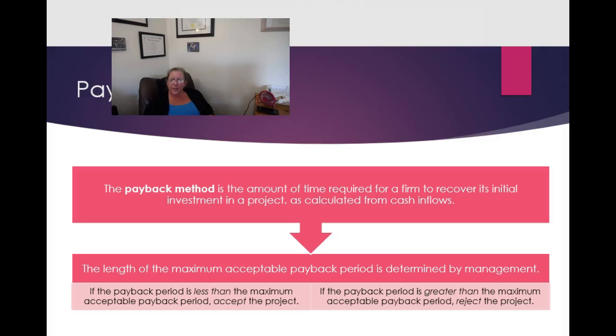The payback period, or the payback method, is the amount of time required for a firm to recover its initial investment in a project, and it's calculated from cash flows. The length of the maximum acceptable payback period is determined by management. So if the payback period is less than the maximum acceptable payback period, then you would accept the project. But if the payback period is greater than the maximum acceptable payback period, then you would reject the project.